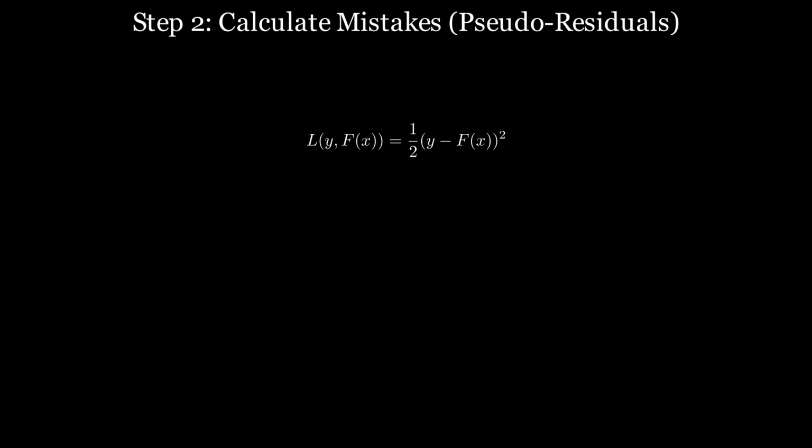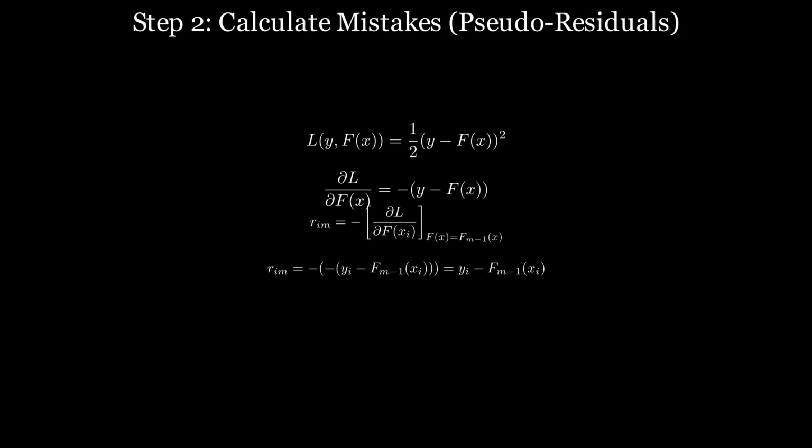For regression, we often use the mean-squared error, or MSE, as our loss function. The gradient is the derivative of the loss with respect to our model's prediction, f of x. It tells us how the loss changes as our prediction changes. The pseudo-residual, r, is defined as the negative of this gradient. Plugging in our gradient, we get negative of negative, which is just the actual value minus the predicted value. So for MSE, the pseudo-residual is simply the true value minus our current prediction. It's the mistake our model is making.